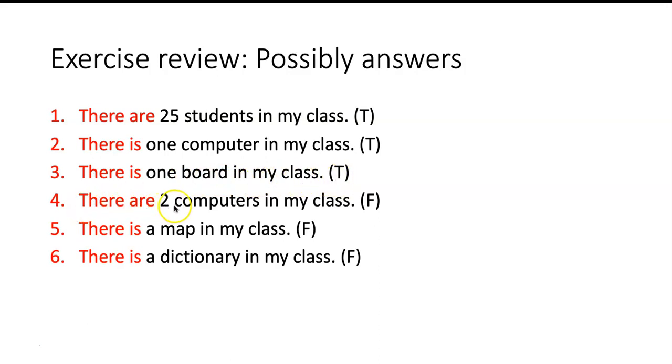There are 2 computers in my class. This is false because we have only 1. There is a map in my class. False. We don't have a map in our class. Do you remember? We don't have a map. Number 6. There is a dictionary in my class. This is false. We don't have dictionaries in our class, okay? So maybe you are going to have different here. Only these are my examples, but you are going to have different, okay? So then we are going to continue here. I think this is the end.